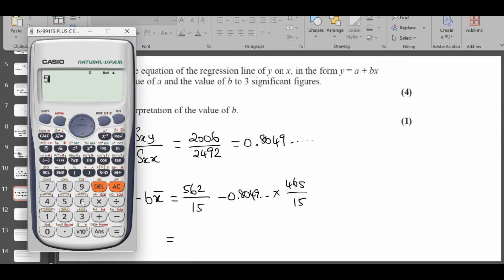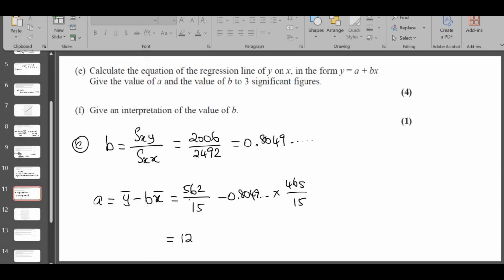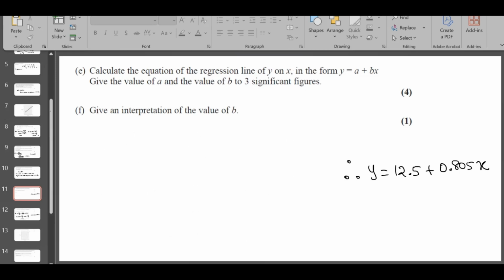But we use the stored value: 562 over 15 minus, we have stored the value as B, times 465 over 15, which is 12.512... Therefore the regression line is, they want you to use the value of A and B to 3 significant figures. So A is going to be 12.5, B is 0.805, so y = 12.5 + 0.805x. We have the regression line here.